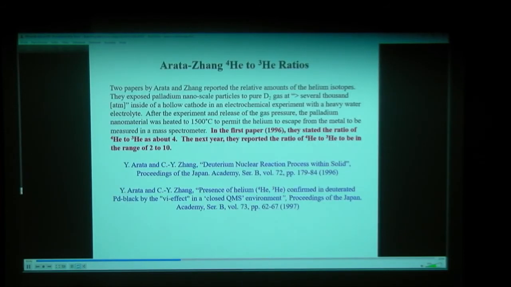Arata and Zhang produced, as many of you remember, experiments with a double-structured cathode. They had a hollow palladium cathode containing palladium nanomaterials. After the experiment, they released the gas pressure and heated the materials to drive off the helium. They produced two papers indicated here. In the first, they stated the ratio helium-4 to helium-3 was about 4. A year later, in 1997, they reported a similar ratio to be in the range of 2 to 10. Again, we have connections between the different branching ratios.